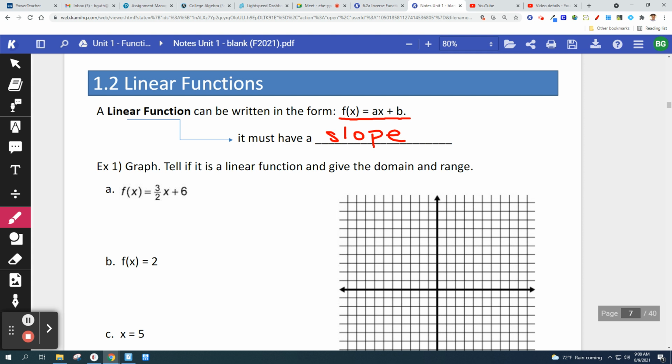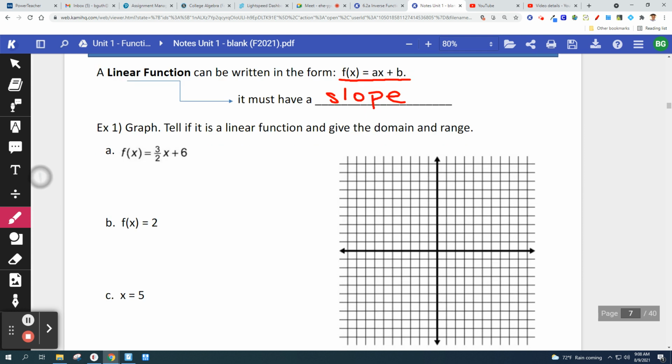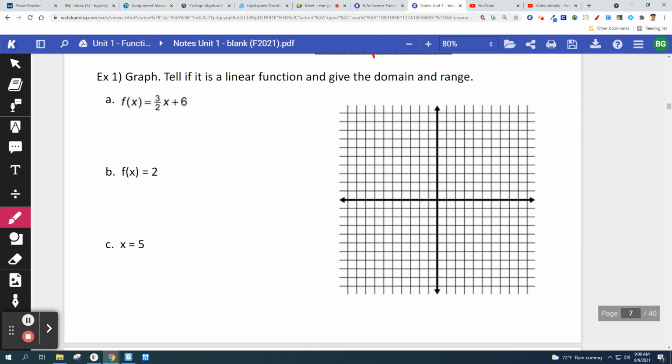So example 1 says graph, tell if it's a linear function, and give the domain and range. So you remember how to do this. 3/2 is the m number and 6 is the b number. So we're going to start at 6 on the y-intercept, 1, 2, 3, 4, 5, 6, and then give it a slope of 3/2, so up 1, 2, 3, and over 2. All right, that should be very familiar to you.